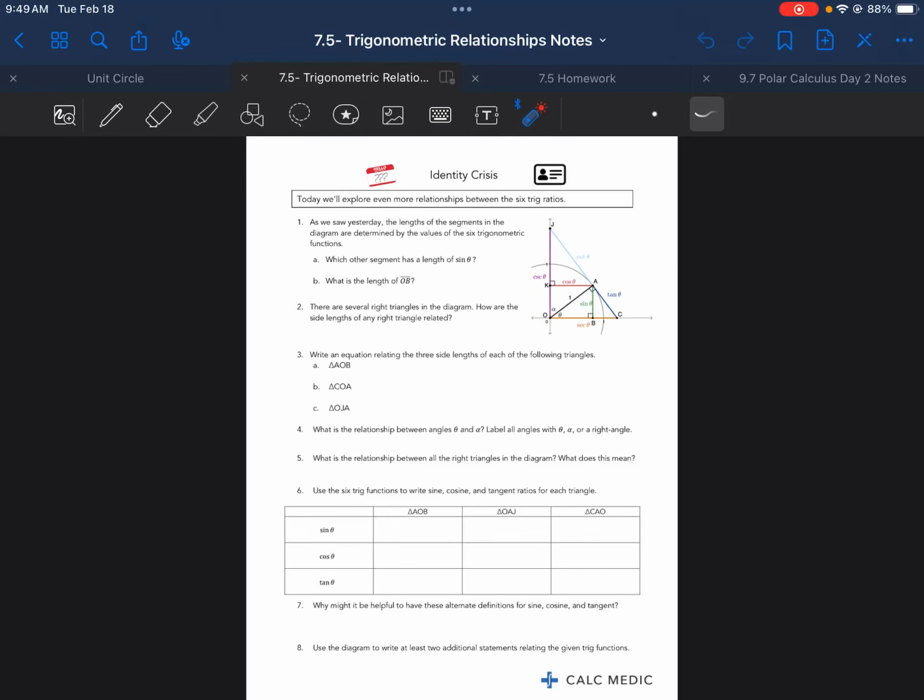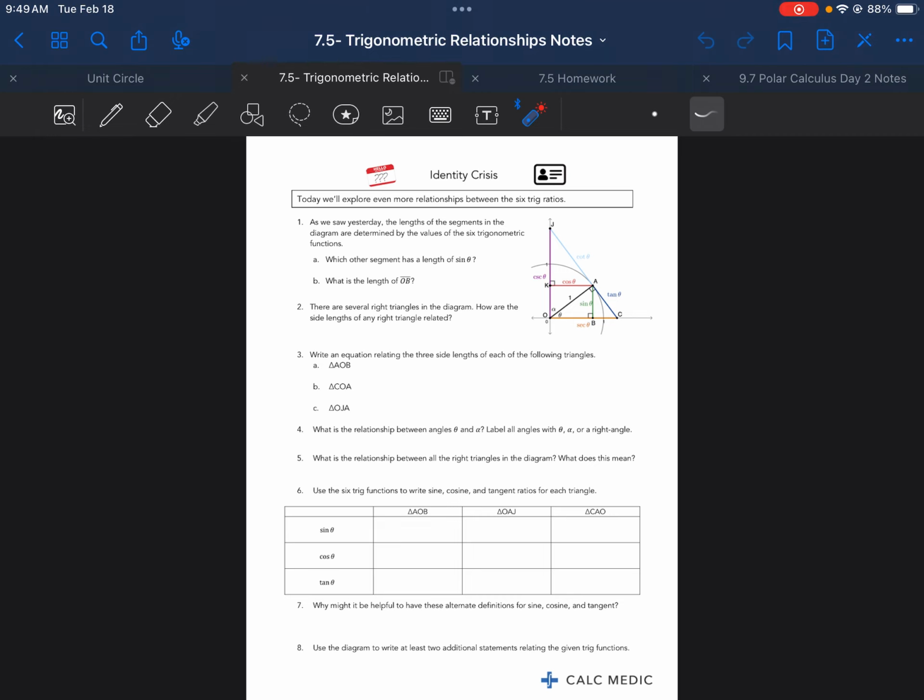In this set of notes, we're going to be looking at the different relationships between our 6 trig ratios. So we've already had our original 3 trig ratios, sine, cosine, and tangent, and in the previous set of notes, the 7.4 notes, we established the reciprocal trig functions, cosecant, secant, and cotangent. So the purpose of this set of notes is to establish relationships between these 6 different trig functions. And we're going to call them the identities, more specifically the Pythagorean identities. But let's go ahead and jump into it.